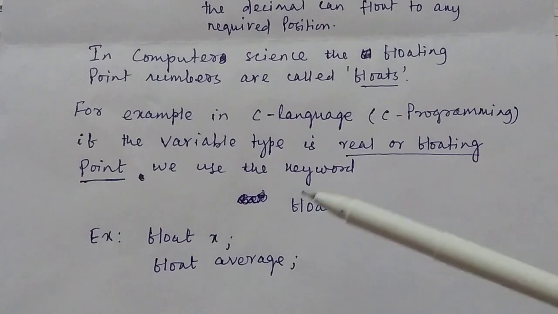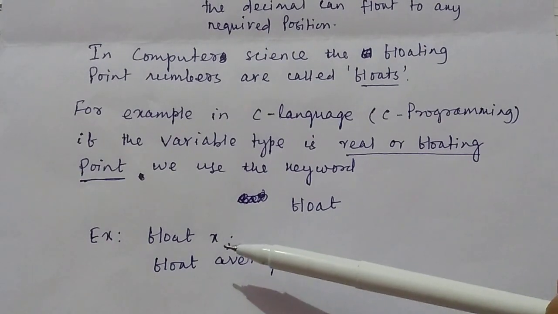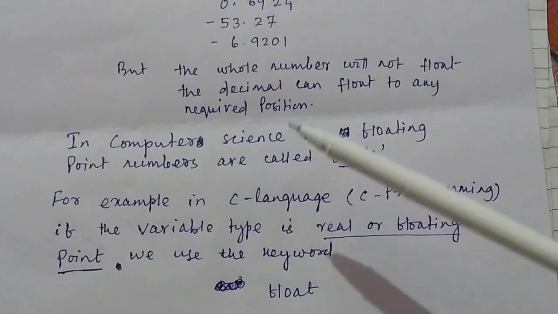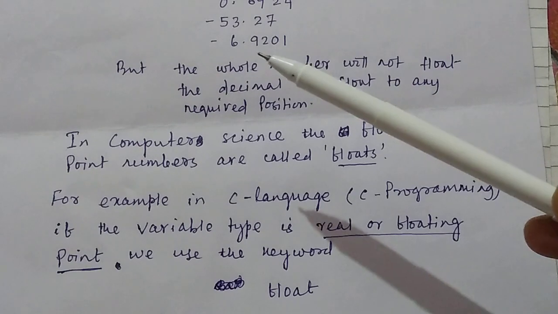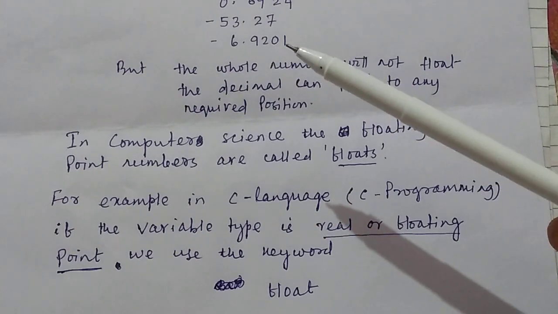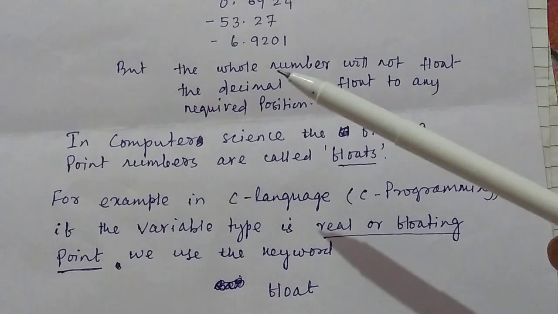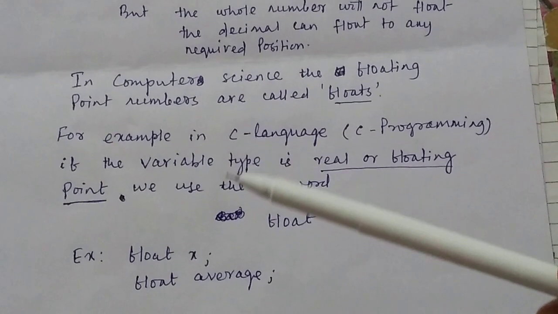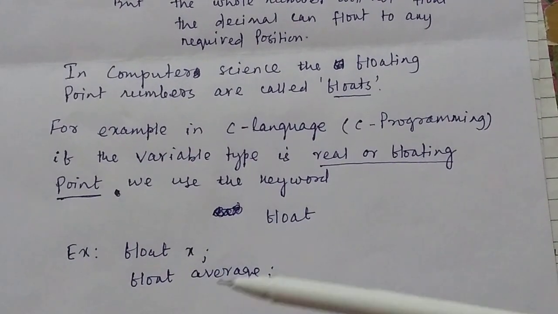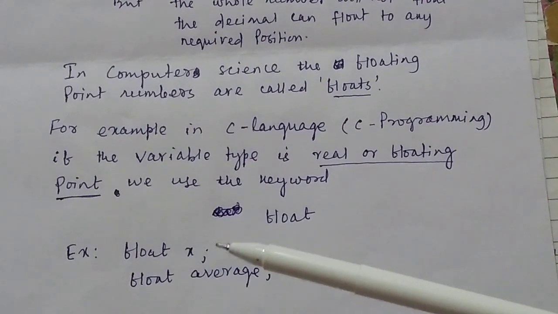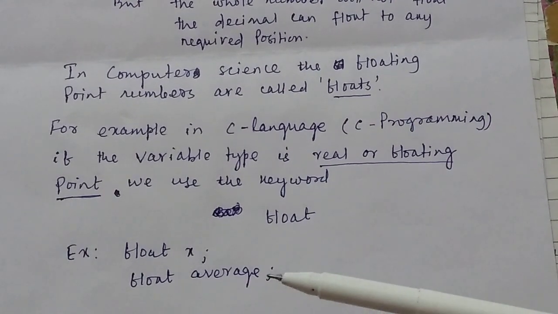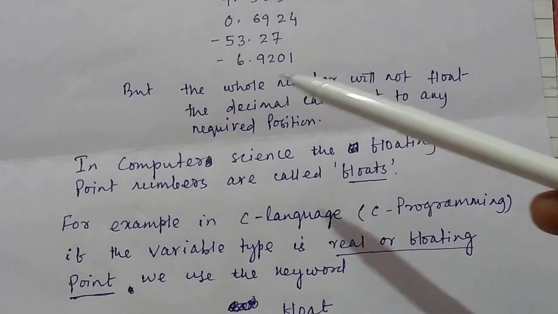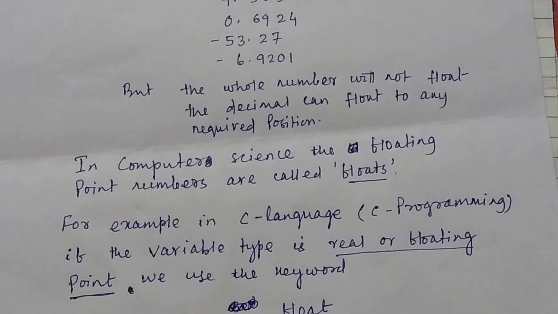That means in C programming, if you use the keyword float x, this will give you values like this type of numbers. The output of your program will be this type of numbers, that means numbers with floating points. Similarly, if you use the keyword float average, then the average of some inputs you give will also be this type of numbers.